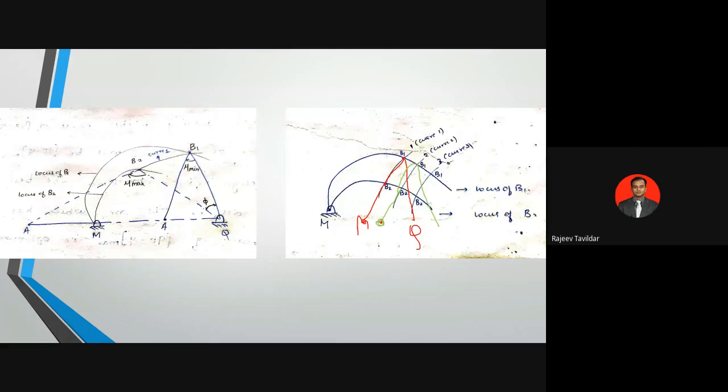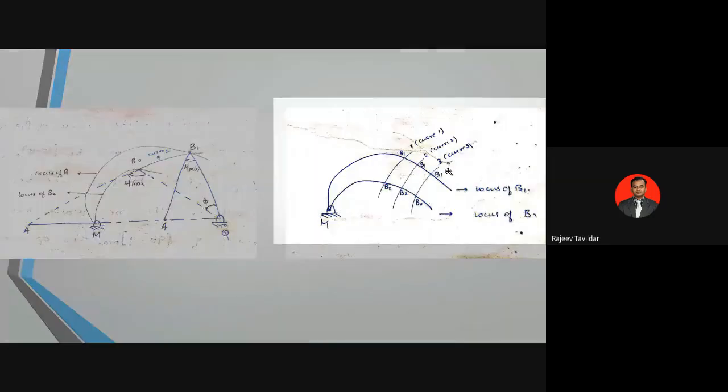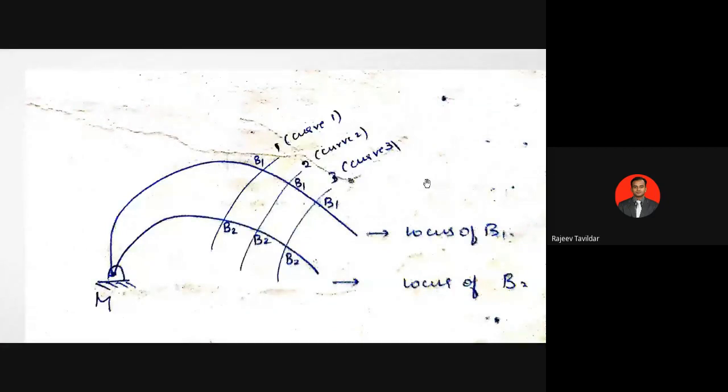So for every curve, you can see I can join B2, B1, and I can join B2 to M and B1 to Q, and I can get the mechanism. So for every curve, I can get an individual mechanism. Okay. So for these individual mechanisms, I need to find out the angles 90 minus mu max and 90 minus mu min. Is it clear?